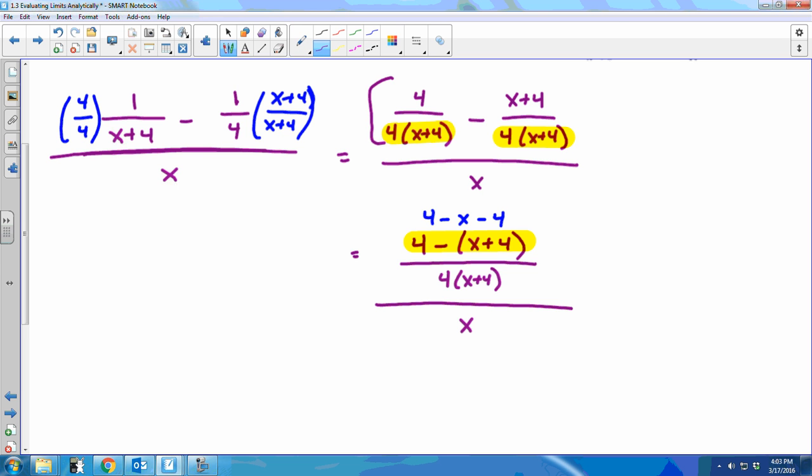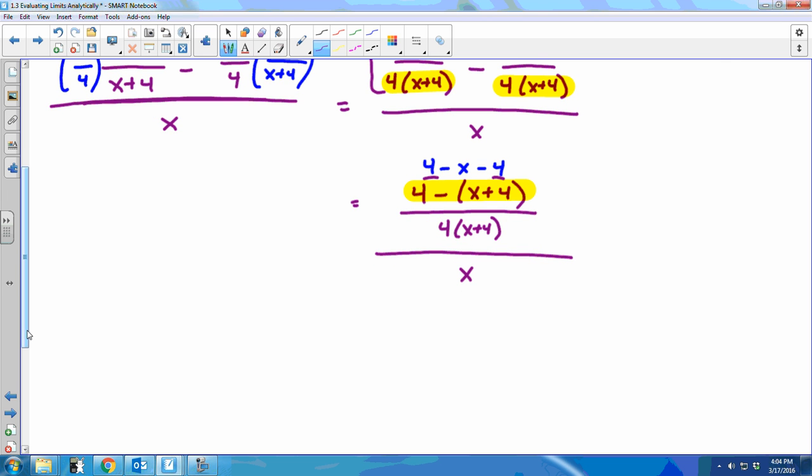So 4 minus 4 is 0. So I have negative x over 4x plus 4, all still over x. I know this isn't looking very nice, but this is really x over 1. So what we can do is multiply, because we have a fraction divided by a fraction, so we can multiply by the reciprocal to simplify this.